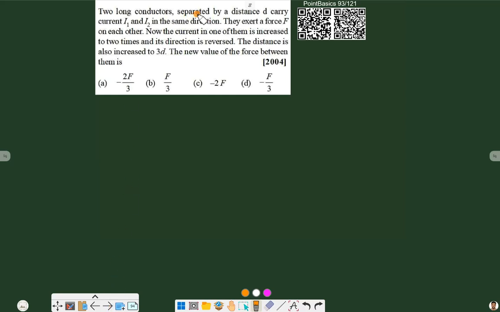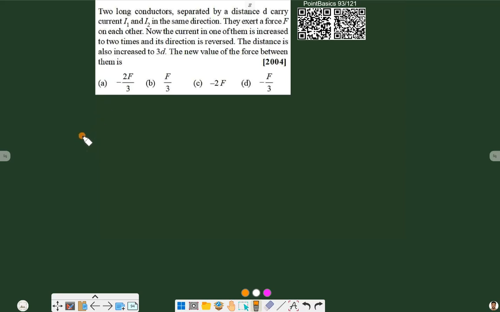Two long conductors separated by a distance D carry currents I1 and I2 in the same direction. They exert force F on each other. Now the current in one of them is increased 2 times and its direction is reversed. The distance is also increased to 3D. What is the new value of force between them?